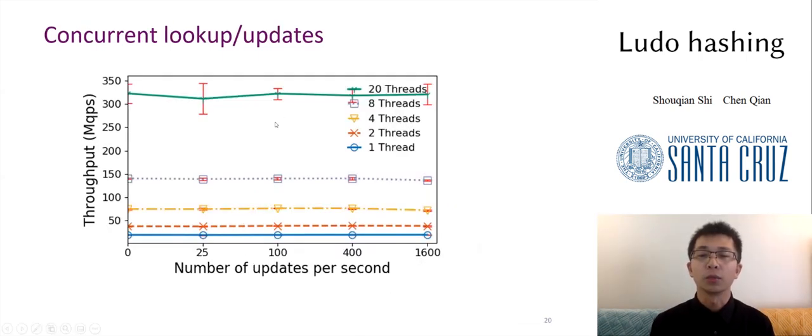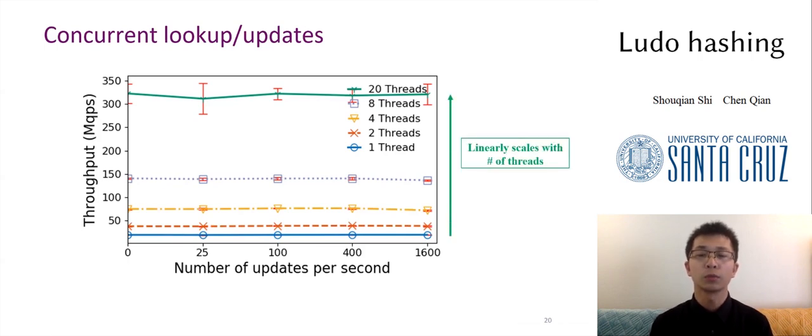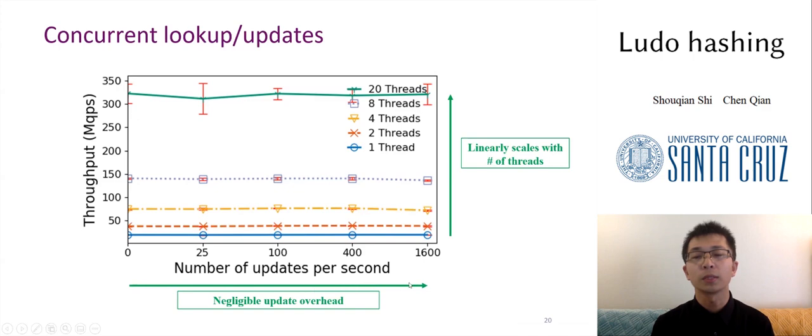This figure shows the lookup throughput of Ludo under concurrent updates by varying the update frequency and the number of lookup threads, where the length of the keys is 64 bits, and the length of the values is 20 bits, and the number of keys is 16 million. Our observations on this figure are twofold. On one hand, the parallel throughput for Ludo scales linearly with the number of threads. Second, there's no noticeable throughput degradation when the update frequency grows up to 1.6 thousand updates per second.